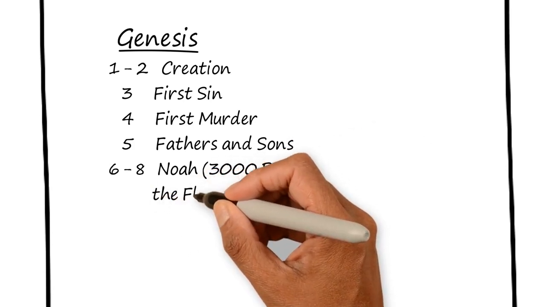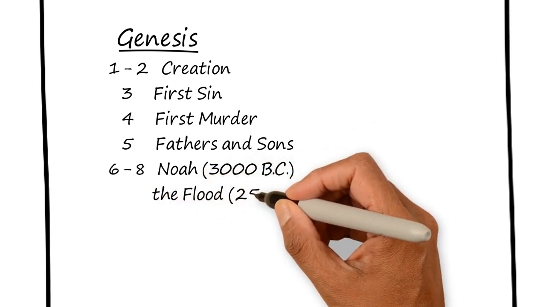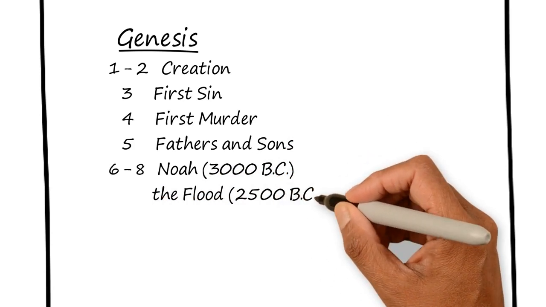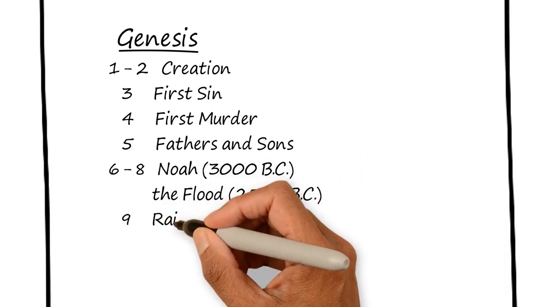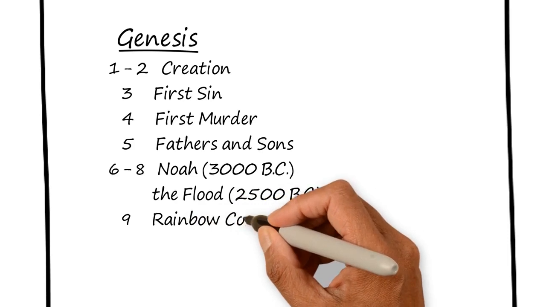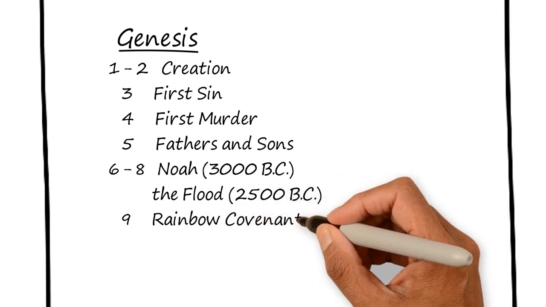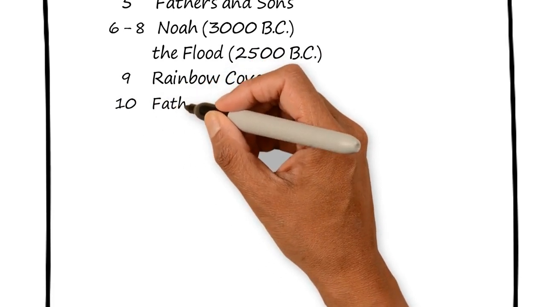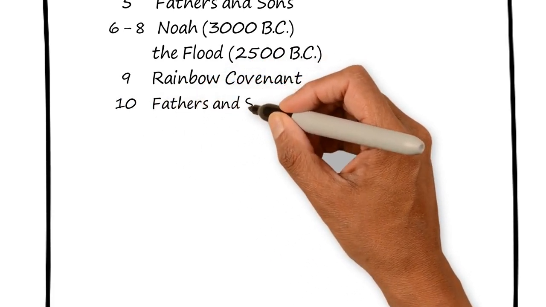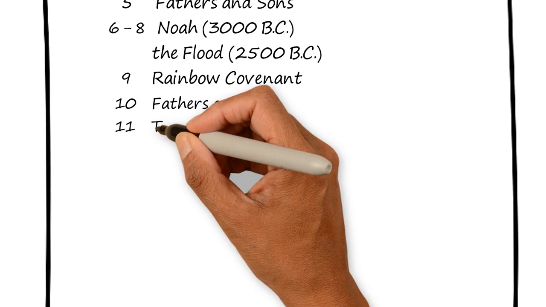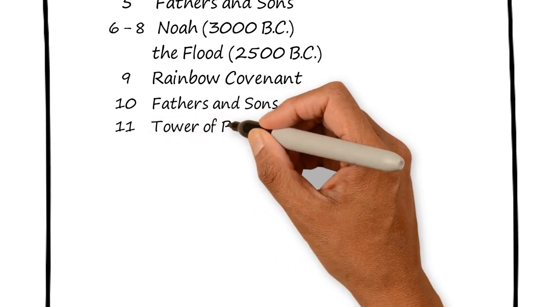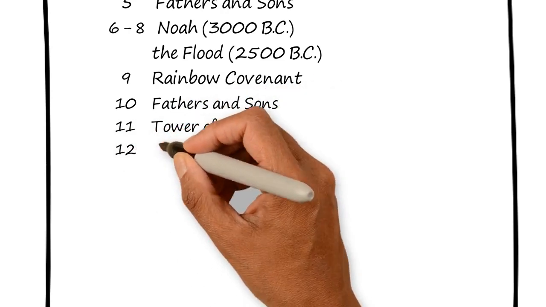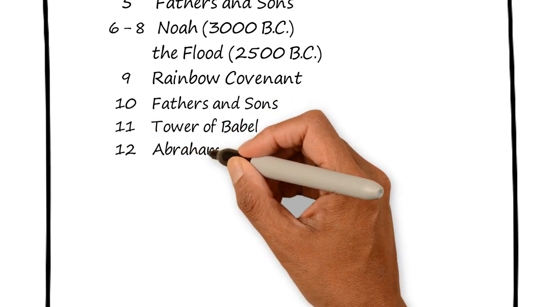Noah was born about 3000 BC, and the flood occurred about 2500 BC. Chapter 9 is about the Rainbow Covenant. Chapter 10 is more fathers and sons. Remember, chapter 11 looks like a tower, and it's about the Tower of Babel. And chapter 12 begins the story of Abraham.